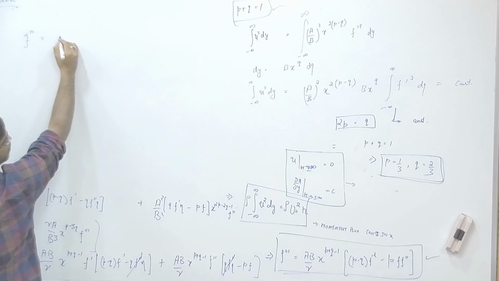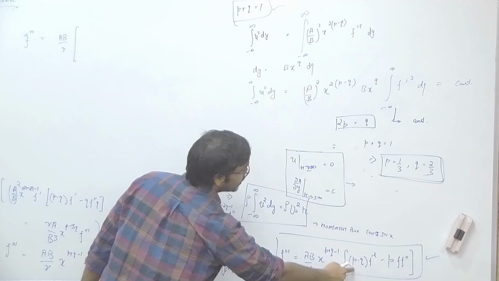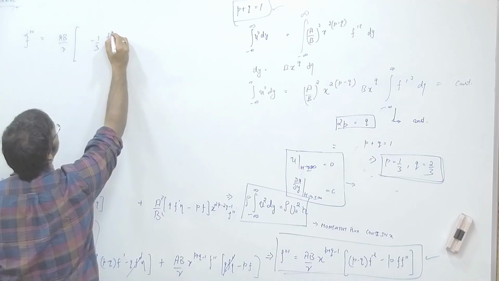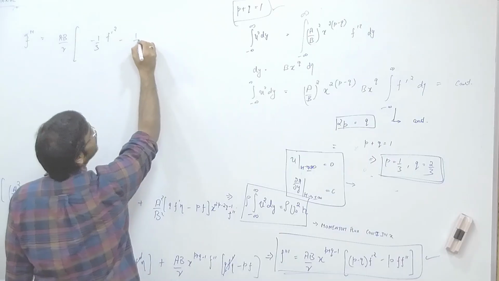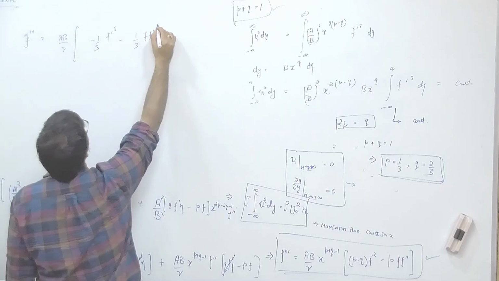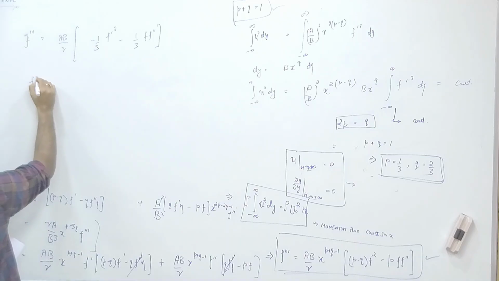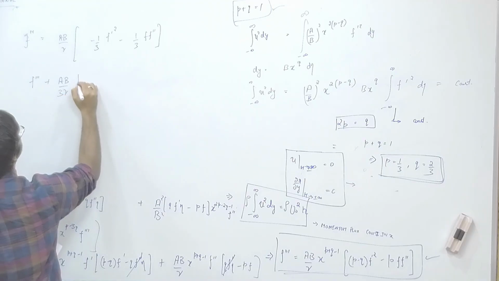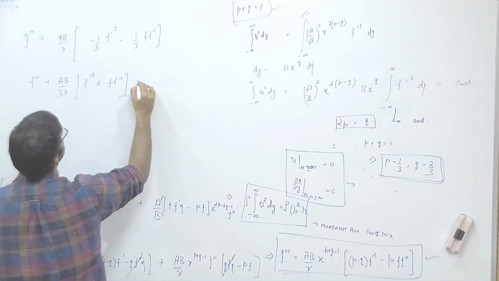F triple prime is AB over nu, P minus Q. What is P minus Q? Minus 1 by 3 F prime square minus P 1 by 3 F double prime. So the equation that we are left with is F triple prime plus AB by 3 nu F prime square plus FF double prime equals 0.